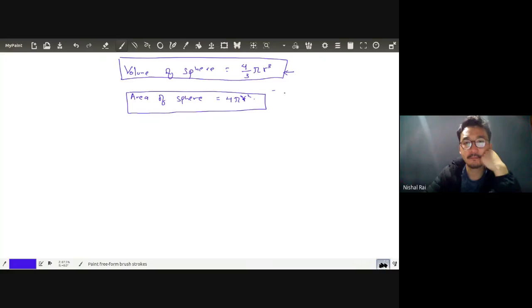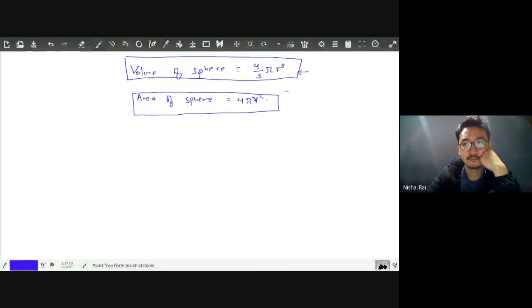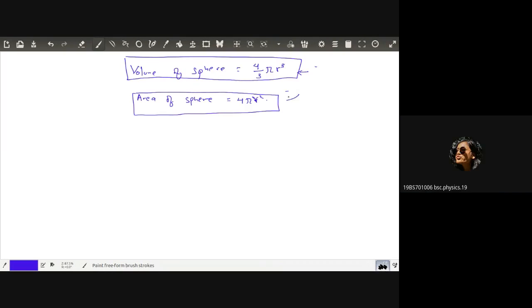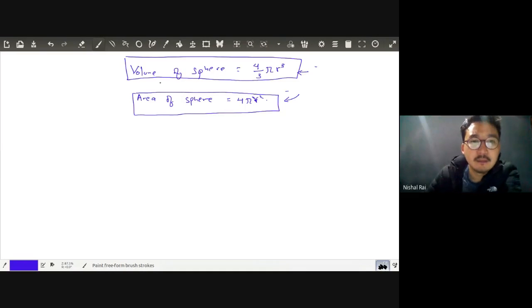Now is it okay? Yes, sir. The volume of a sphere is given by 4 by 3 pi r cube. The area of a sphere is given by 4 pi r square. I think this point is clear.